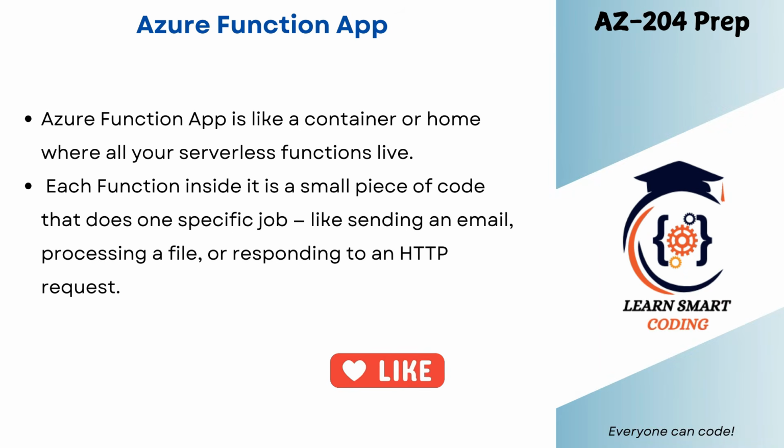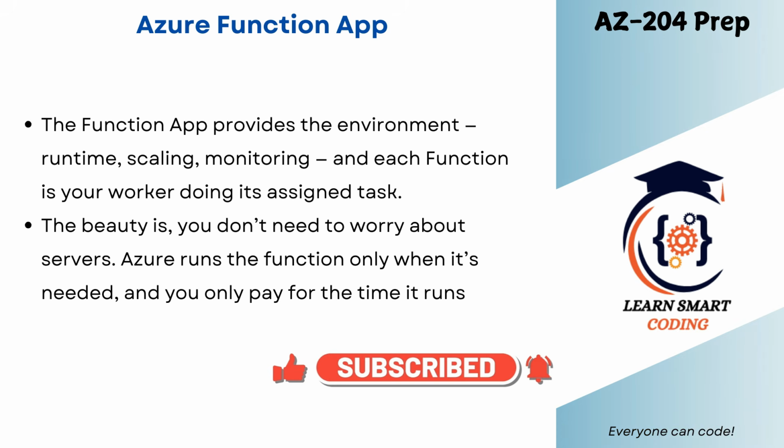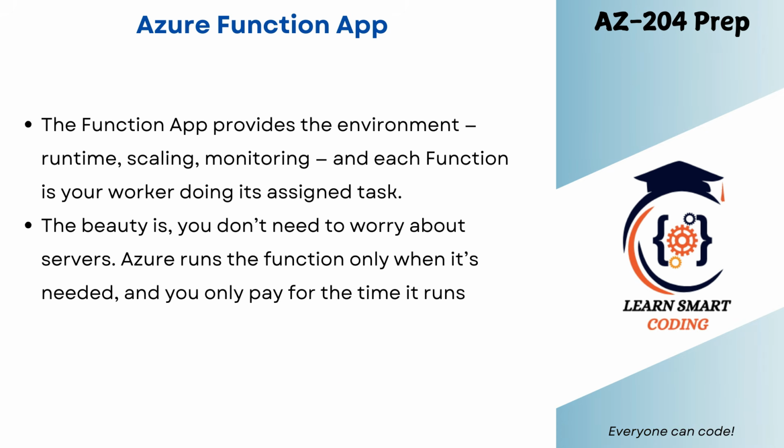So Azure Function app is like a container or home where all your serverless functions live. Each function inside it is a small piece of code that does one specific job, like sending an email, processing a file, or responding to an HTTP request. The function app provides the environment like runtime, scaling, monitoring, and each function is your worker doing its assigned task. The beauty is, you don't need to worry about servers. Azure runs the functions only when it is required, and you only pay for the time it runs.